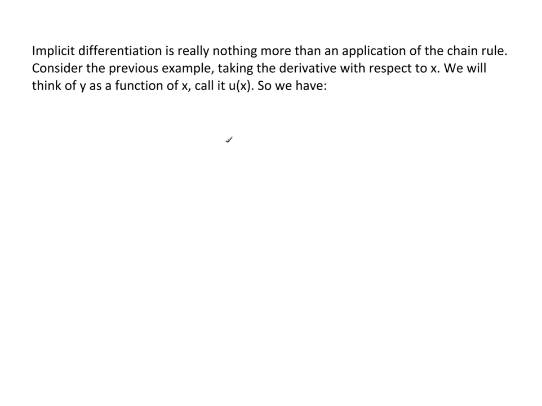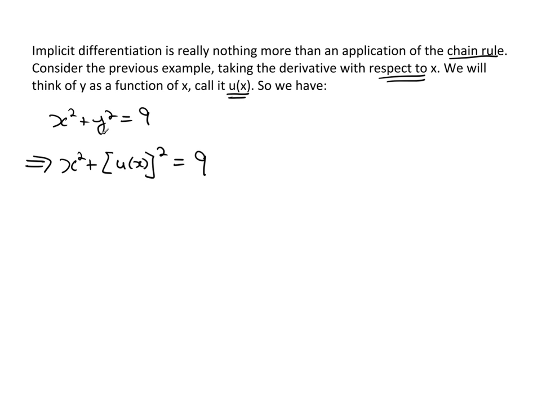Implicit differentiation is really nothing more than an application of the chain rule. So let's take a look at this previous example, and I want to take the derivative with respect to x. Now I'm going to think of y as being a function of x. So I have this thing, x squared plus y squared equals 9, but I'm thinking of y as a function of x. And just for notation, I'm going to call it u of x. You could call it f of x if you want. It doesn't really matter. So this would then become x squared plus u of x squared equals 9. So y is an implicit function of x.